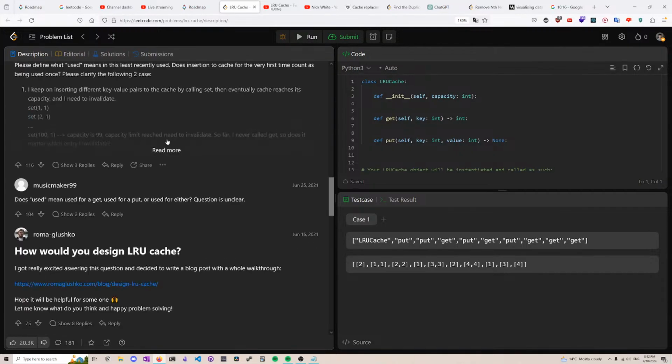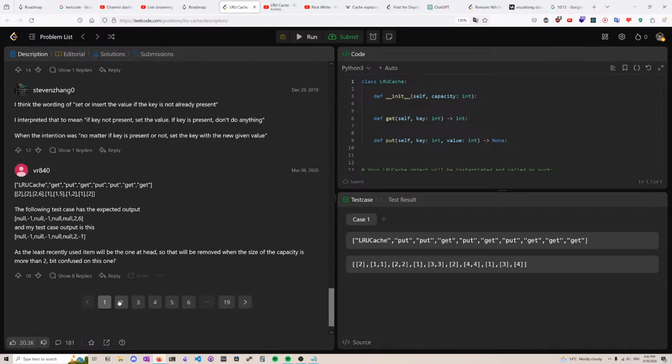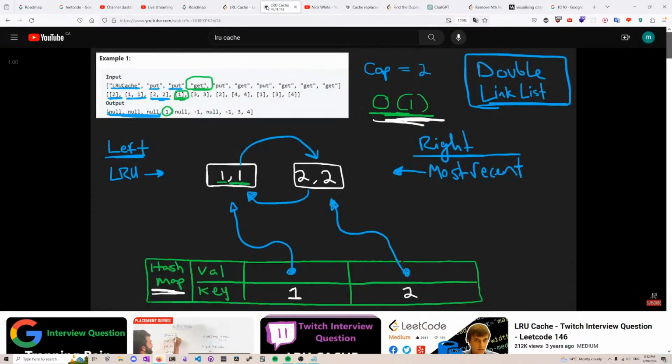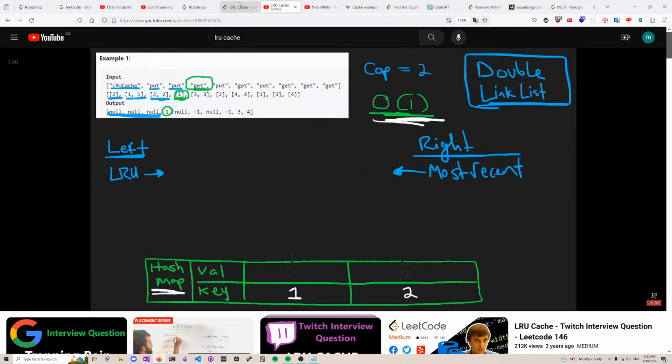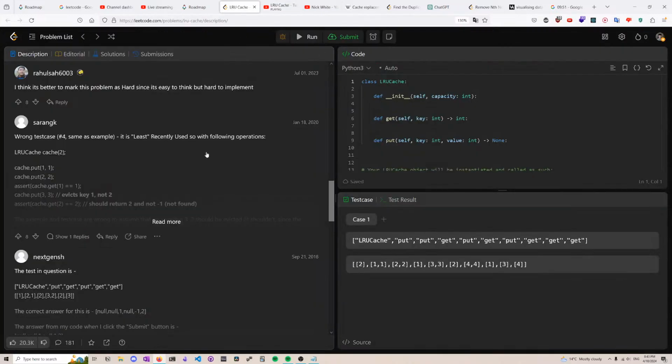Because remember, we can easily look up where these values are, but if we want to also reorder them quickly, for example, every time we use a get operation, we want to take this value and move it over here because it was the most recent. And so now we're going to reorder the two nodes. So now this is the least recently used and this is the most recently used.